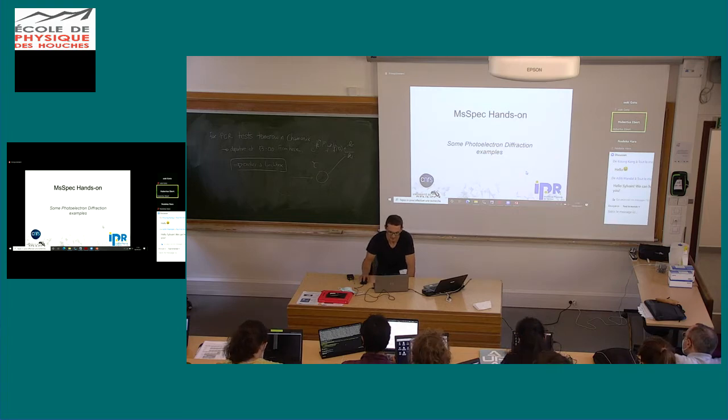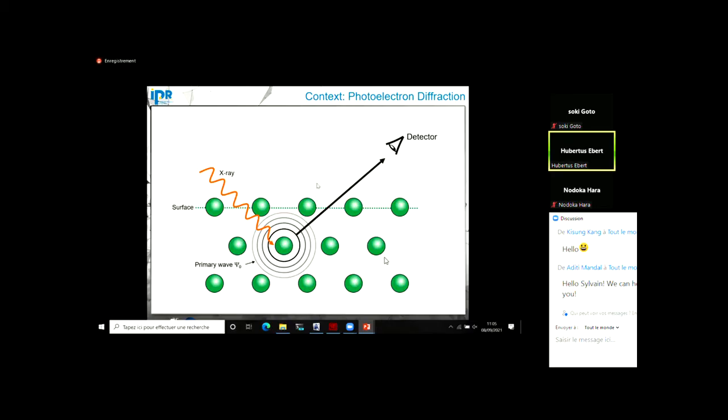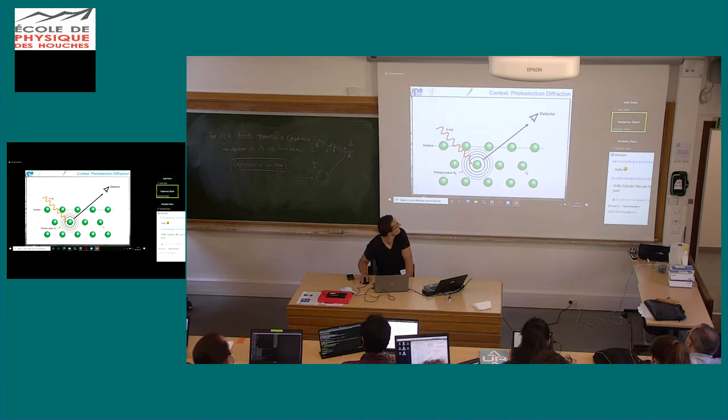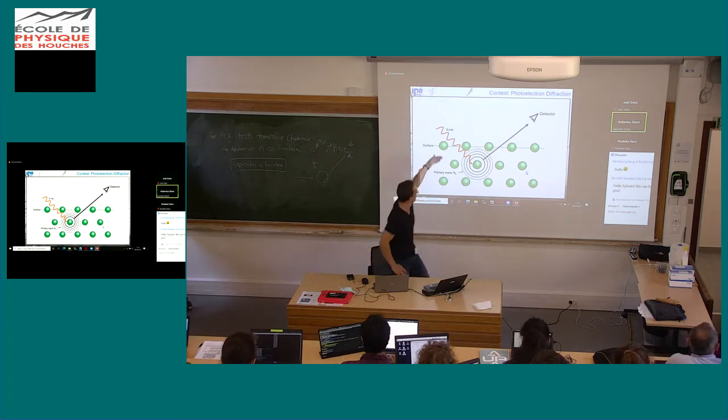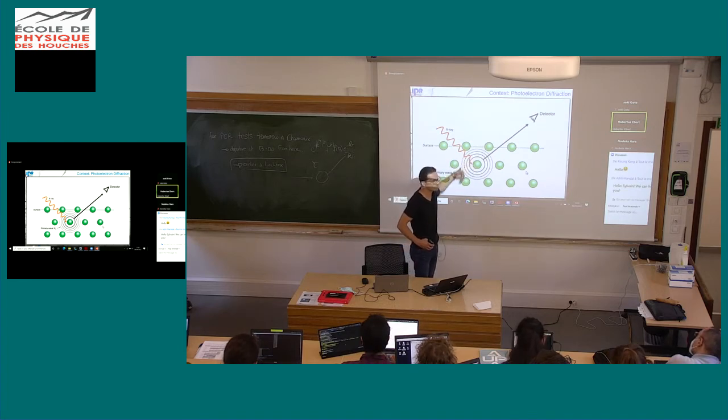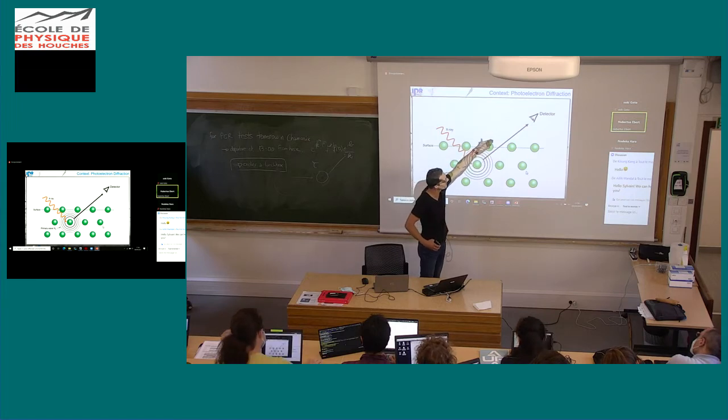Okay. So because repetition is the basis of learning, here is the setup of the experiment. Here is the light input, so the X-ray. And you have the surface of your sample, which is here, and the bulk of your sample, which is here. So these are the atoms, and the X-ray is absorbed by this atom. In photoelectron diffraction, we call it the absorber atom or the emitter, because the absorber will emit the photoelectron. So the photoelectron will be emitted toward the detector.